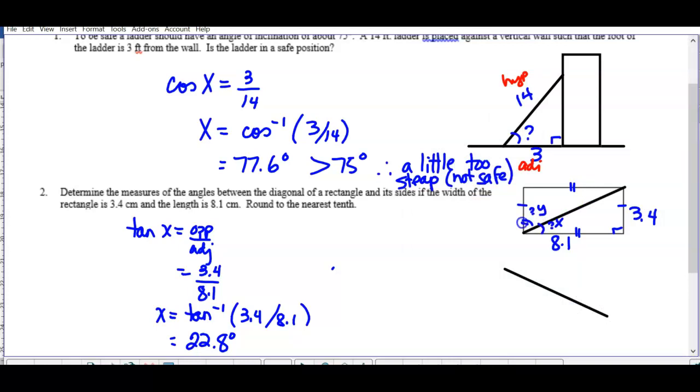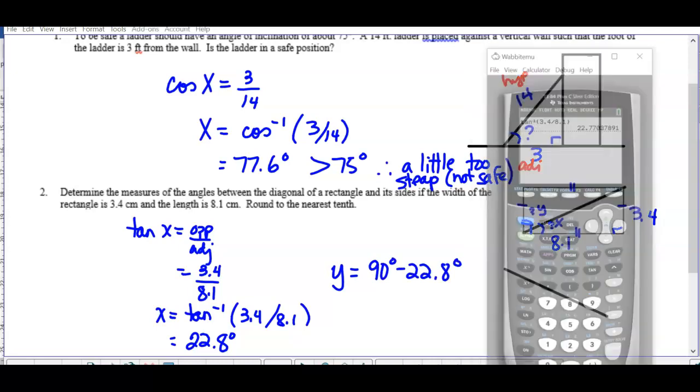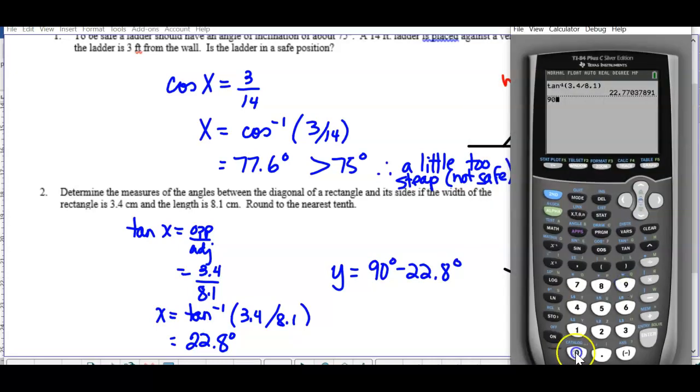Now, we don't really have to do another trig calculation because if you take a look at this, this has to be 90 degrees in total as well. So therefore, Y would be 90 degrees minus 22.8 degrees. So 90 minus that answer, and that's going to be 67.2 degrees.